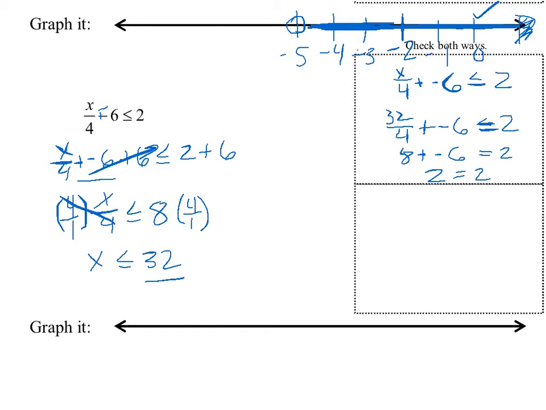All right, and we can go ahead and graph this. 32. Show me with your fist: should this be open or closed? Good. Lots of people with nice closed fists showing me this is a closed inequality, because we have that or equal to portion down here. And it says x is less than or equal to 32. So when we have numbers that are less than 32, hopefully they're in this direction. These would look like the numbers that are less than 32.